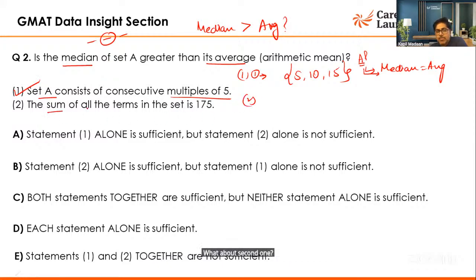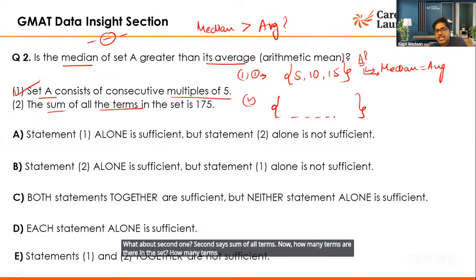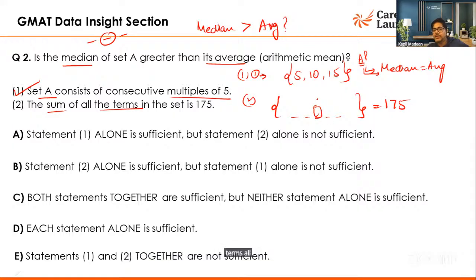Second says the sum of all terms. Now, how many terms are there in the set? Their sum is 175. We don't know what these terms are. Can we find the median with this information? Never. Second statement alone is not sufficient. A is the answer.